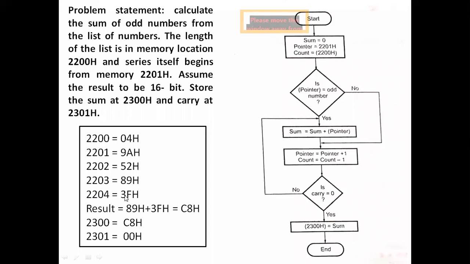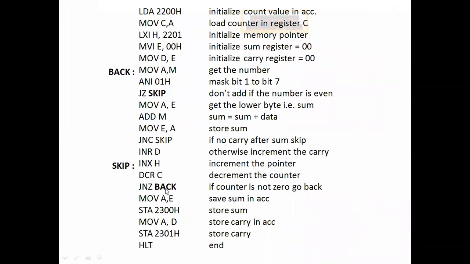Later on, the fourth number is 3F. 3F is again an odd number. Why is it an odd number? Because the D0 bit is again 1. So it means 89 will be added with 3F, and the result which will come is C8, and this C8 will be stored in a register. Now no carry is generated, so the carry will remain as 00. So at 2300 we will be storing the sum, and at 2301 we will be storing the carry. So in this way, this program is going to work.